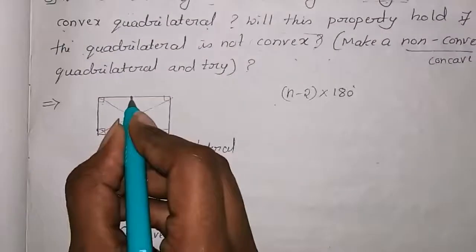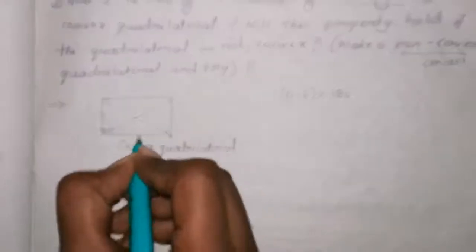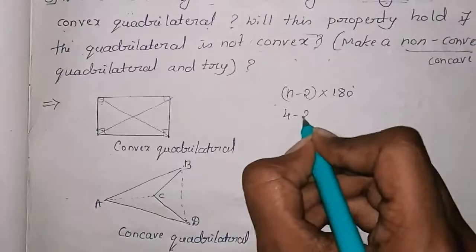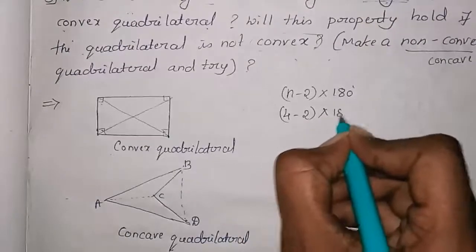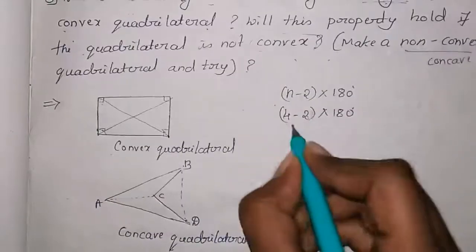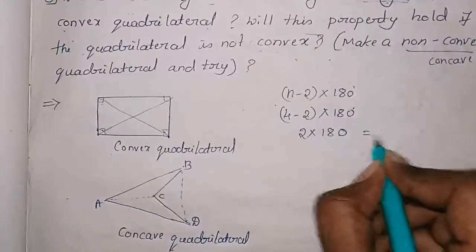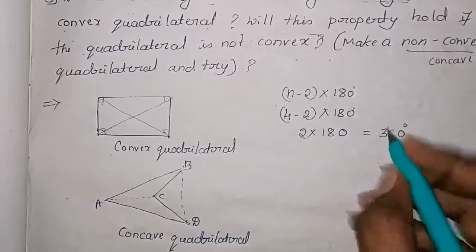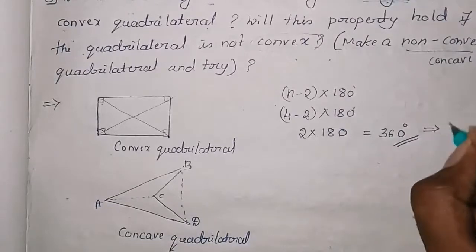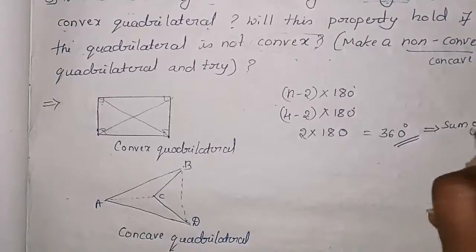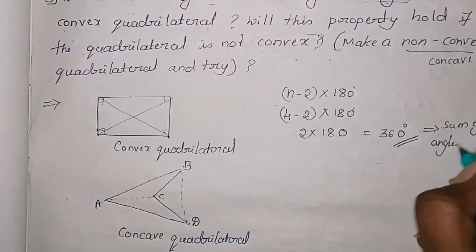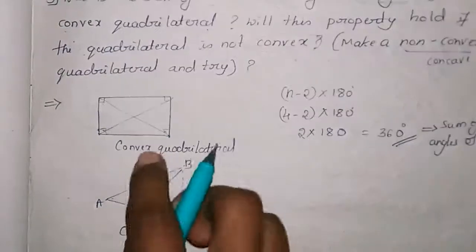How many sides do you have? 1, 2, 3, 4. So (4 minus 2) into 180 degrees. So 4 minus 2 is 2, into 180 degrees. 2 into 180 is 360 degrees. That means the sum of the angles of a quadrilateral, angles of which type of quadrilateral?